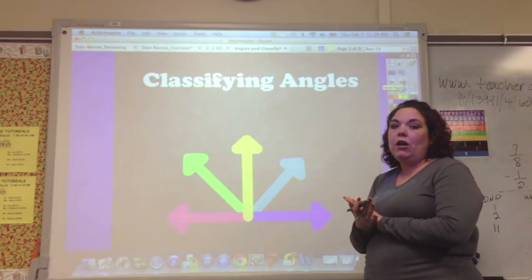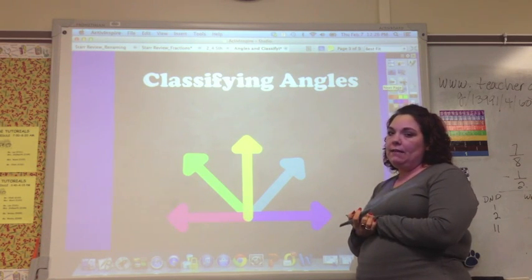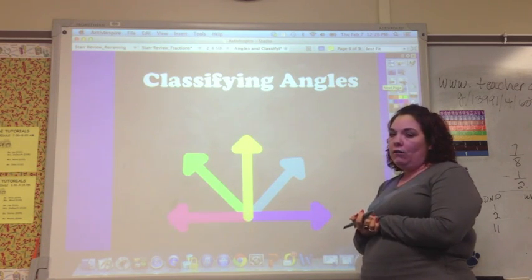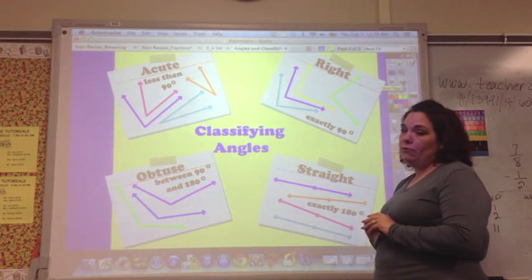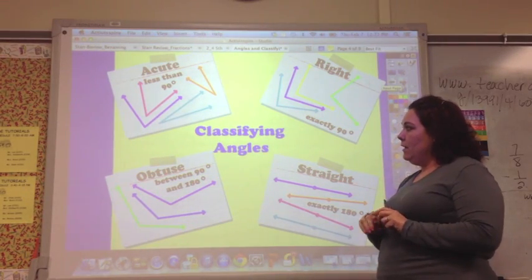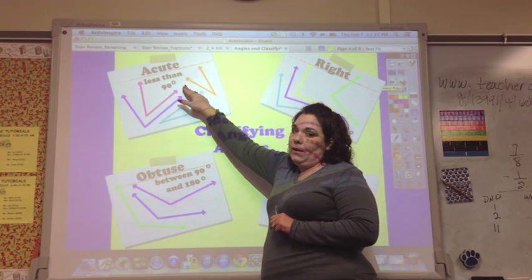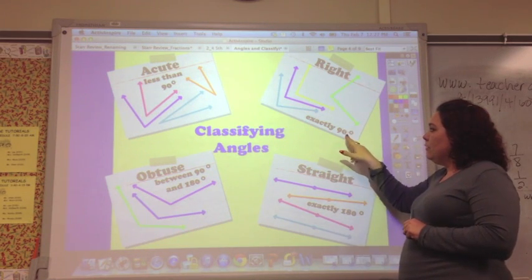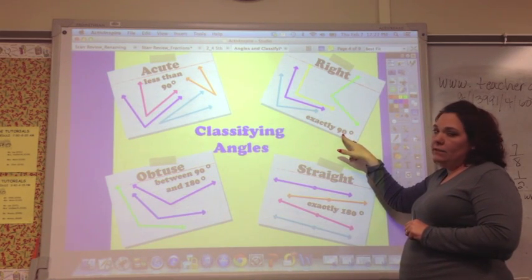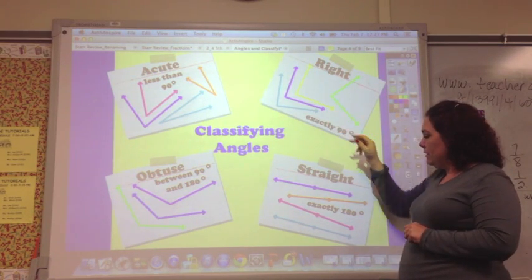So now we're going to talk about classifying angles, because you have angles and then you name them or classify them as to their size, the type of angle they are. And you'll need to write this down. An acute angle is less than 90 degrees. And a right angle is exactly 90 degrees. The angle has exactly 90 degrees.